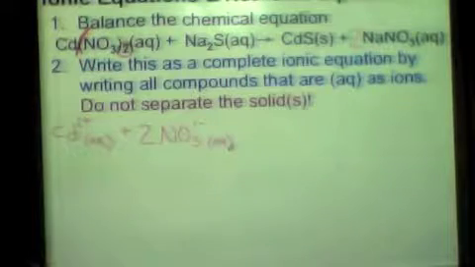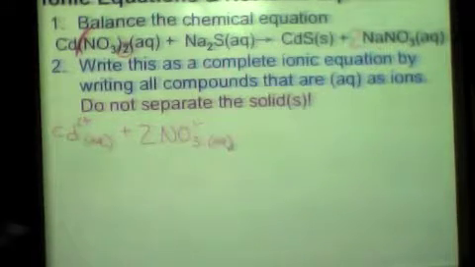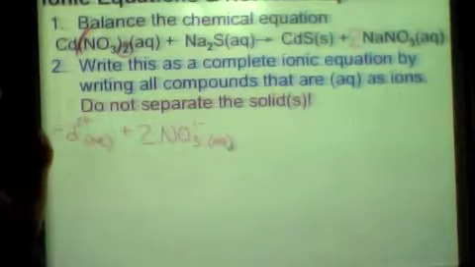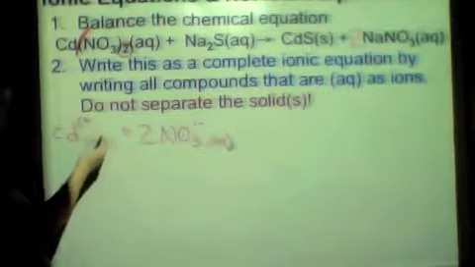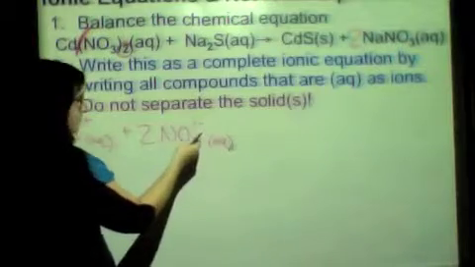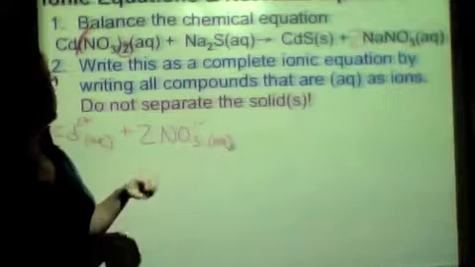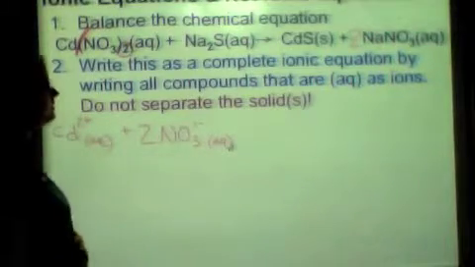aqueous. So for every ion that you have, you tell me how many, symbol, charge, and state. We have 1 cadmium, 2+ charge, aqueous. 2 nitrates, NO3, 1 negative, aqueous. And you just keep doing that for all of the aqueous compounds in the reaction.